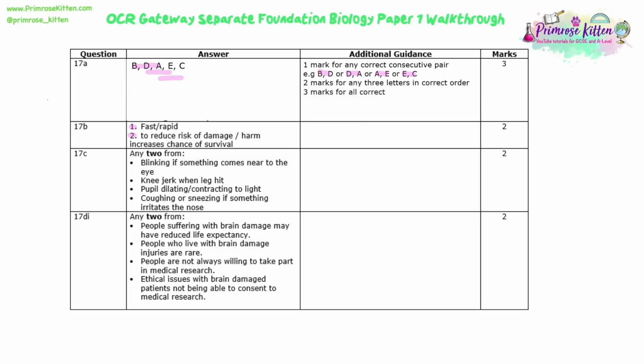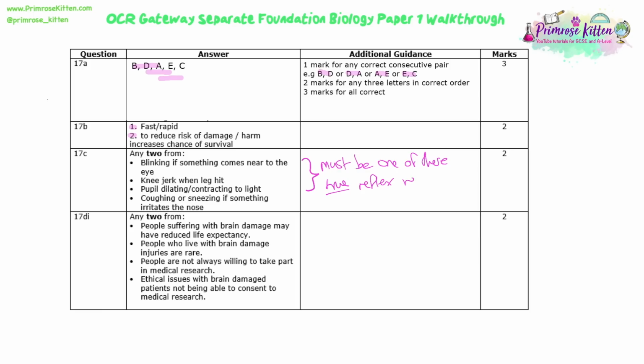For B, you've got fast or rapid for the first mark, and then the second mark is to reduce risk of damage or harm, or to increase chance of survival. So that's how it's linked to evolution. You need that part really to talk about the fact that it's an evolutionary advantage because you're going to be able to survive and therefore reproduce. And that's how obviously we talk about evolution happening.